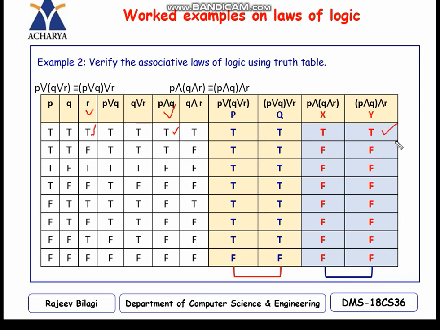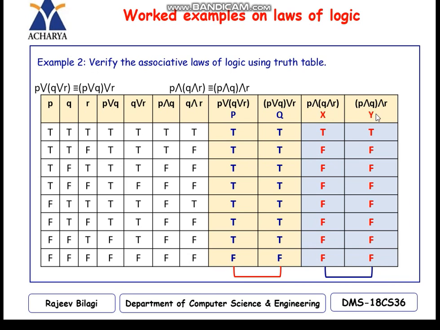All other values are false. Okay. So now if you look at these two columns, T, T, F, F, all other values are F. Here also all values are F. So both these columns contain the same truth values, hence X is logically equivalent to Y.